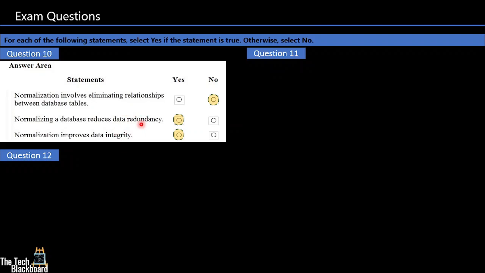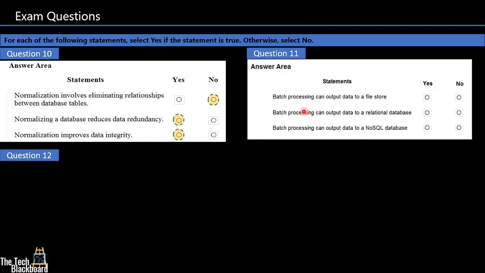Now let's move to question number 11. In question number 11, we are given three statements. Batch processing can output data to a file store. Batch processing can output data to a relational database, or batch processing can output data to a non-SQL database. If you have read thoroughly about batch processing in Microsoft Learn, you will know that all these statements are yes. So all these statements are true.